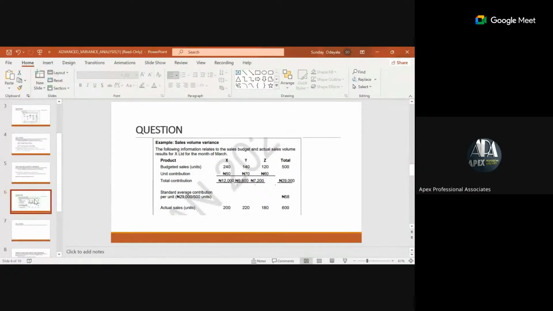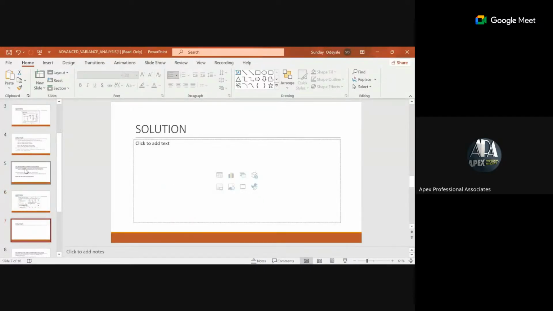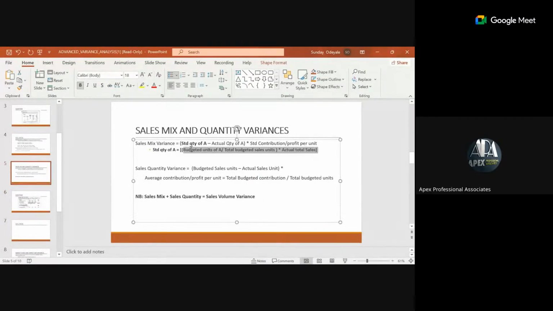Which gives us a standard. They've made this question way too simple, but just for explanation's sake. So we have the actual sales to be 220, 180, and 600 as the total. Of course the question is going to be to calculate the sales mix and sales quantity variance. So our solution is going to be as straightforward as possible.